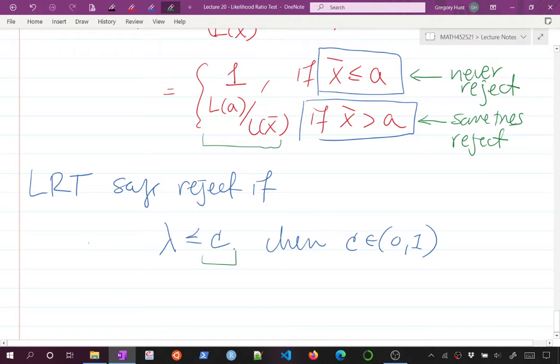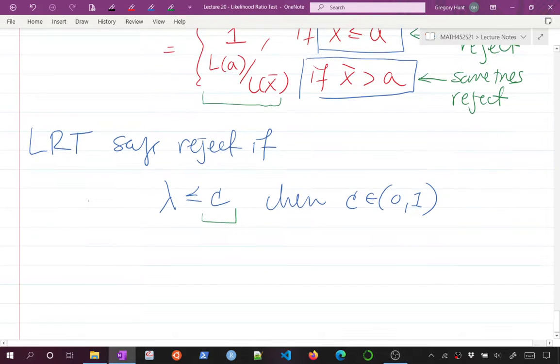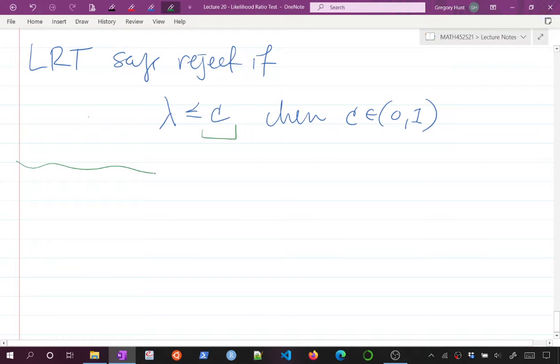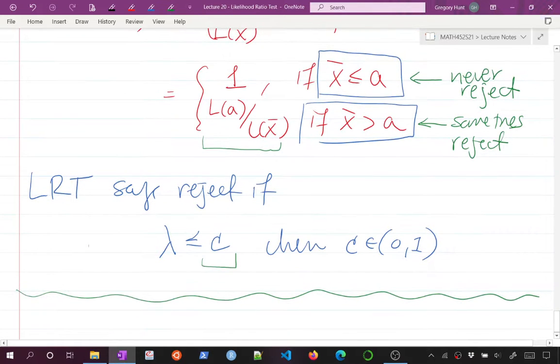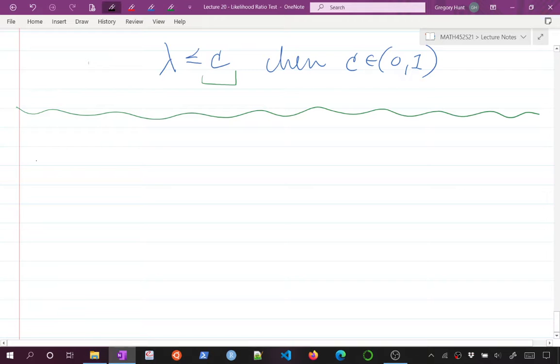So it's still a bit abstract in this case, because what does L of A over L of x bar look like? But the procedure basically just says we're never going to reject if x bar is less than A. If it's bigger than A, sometimes we'll reject. And let's look at what that kind of looks like. So we said that lambda is L of A over L of x bar. And so let's look at what that is. We know what L is, right?